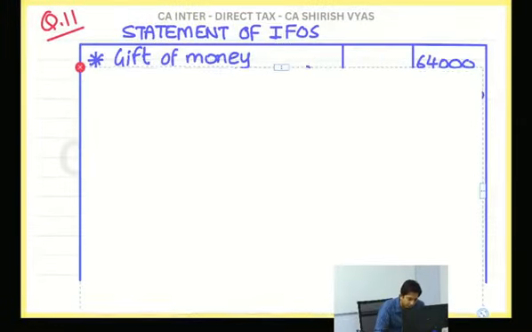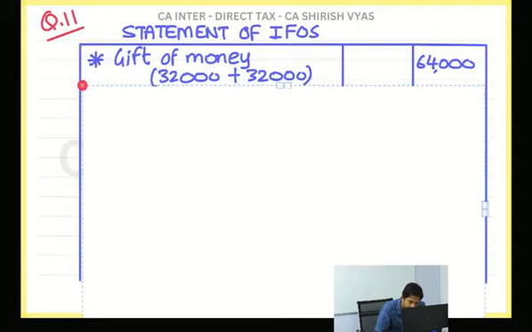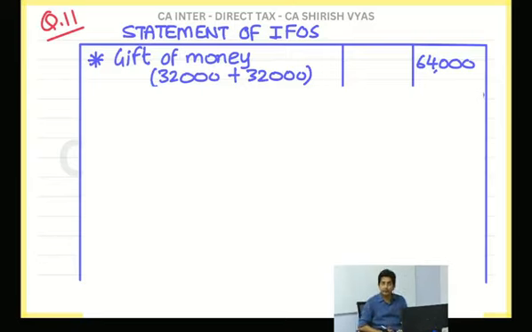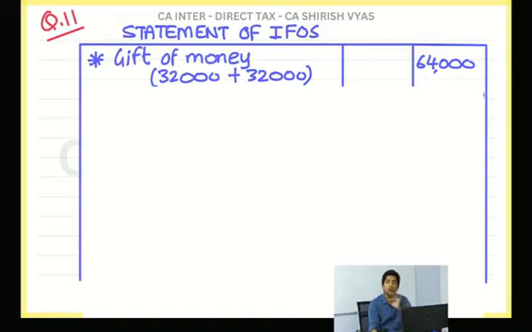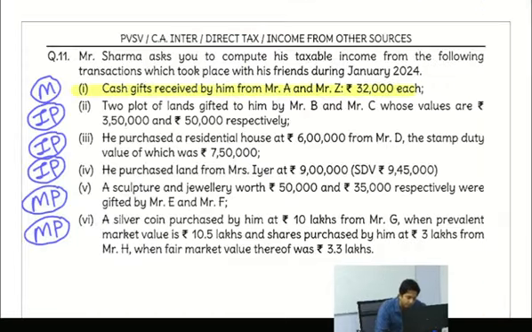Look at this. See how I have written. Gift of money. Are you noticing I am changing the wordings? In the actual question they have written cash gift of Mr. A from A and Z, something like that. If you want you can write that same sentence also, that's okay. But if you can shorten it, it's better. Gift of money, as simple as that. In bracket 32 plus 32, total comes to 64, fully taxable. If the total was below 50,000, then I would have put a dash. Exactly 50,000 also dash.